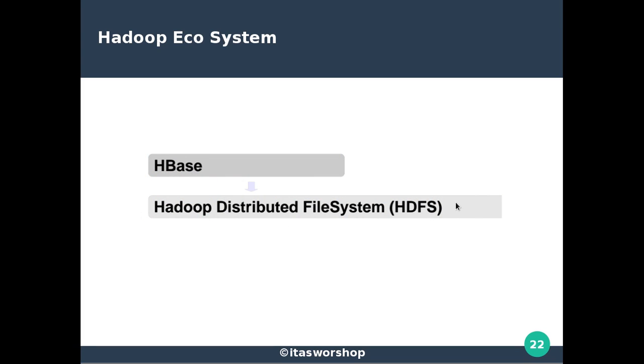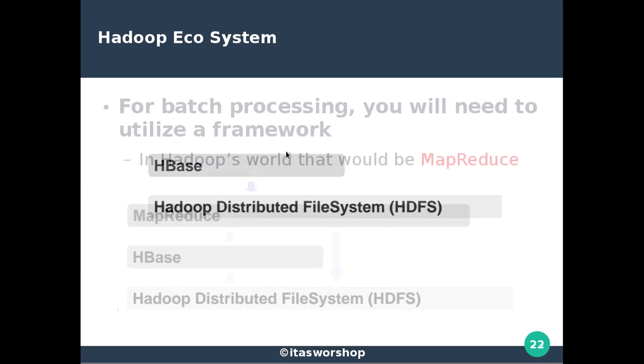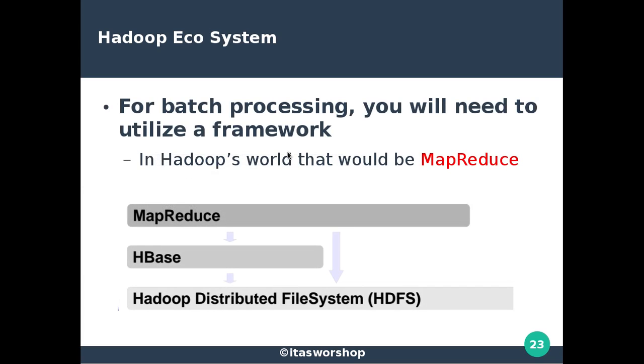So we have got HDFS. Above HDFS we are putting HBase, which is used for interactive processing, because in HDFS you cannot do interactive things. This is just batch processing. But if you want to have random writes also, then you got HBase. Now for batch processing you need some framework. So why not use the MapReduce framework for your batch processing? So we got HDFS, above HDFS we have got HBase, then we are using MapReduce for processing.